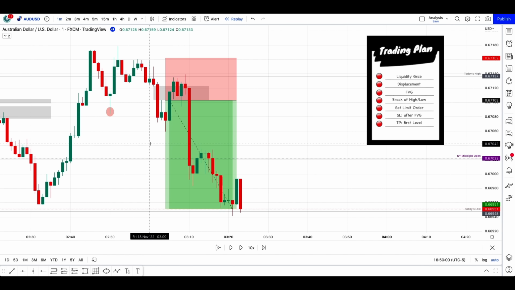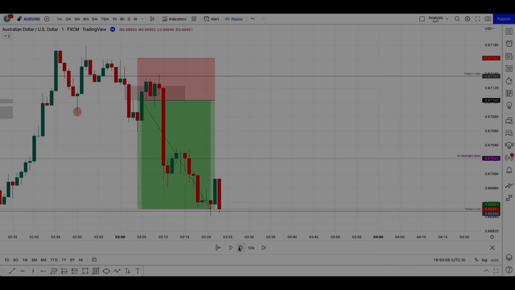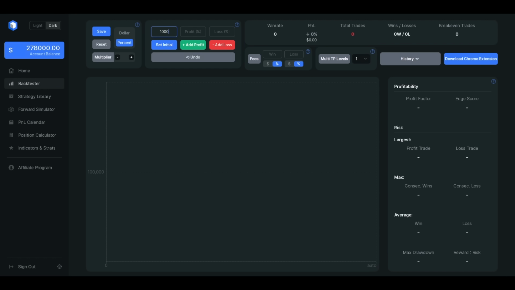Something interesting also is, look at the time, it's 3 AM. So I'm not trading during the London session, but maybe this is something to look for. I don't know. So let's first set the initial balance, which is 100k, and we'll be risking 1% every time. So this trade was a 2.58.